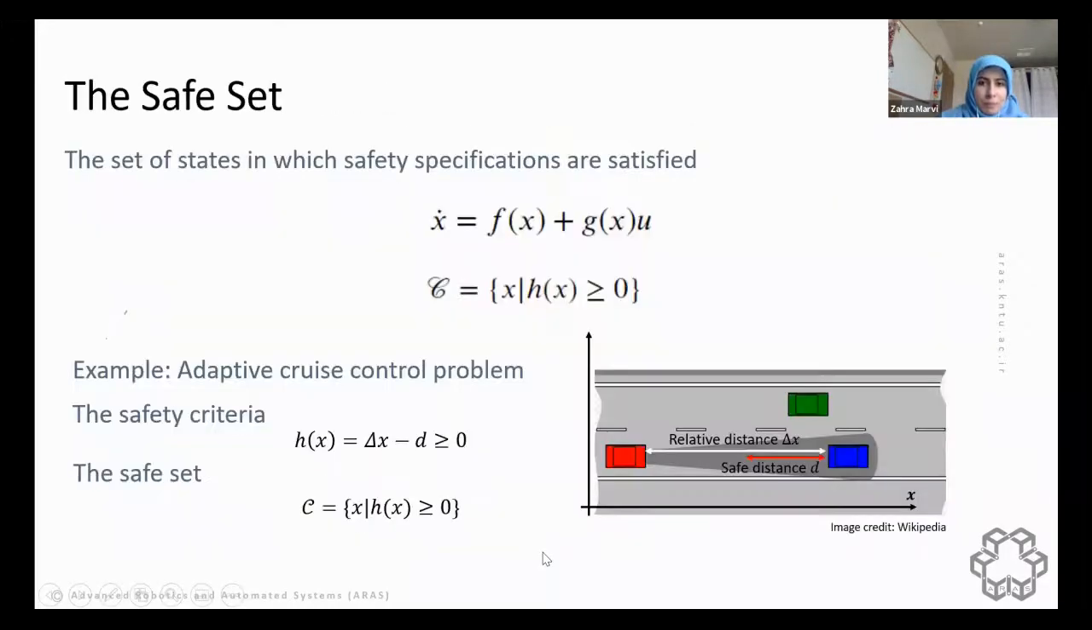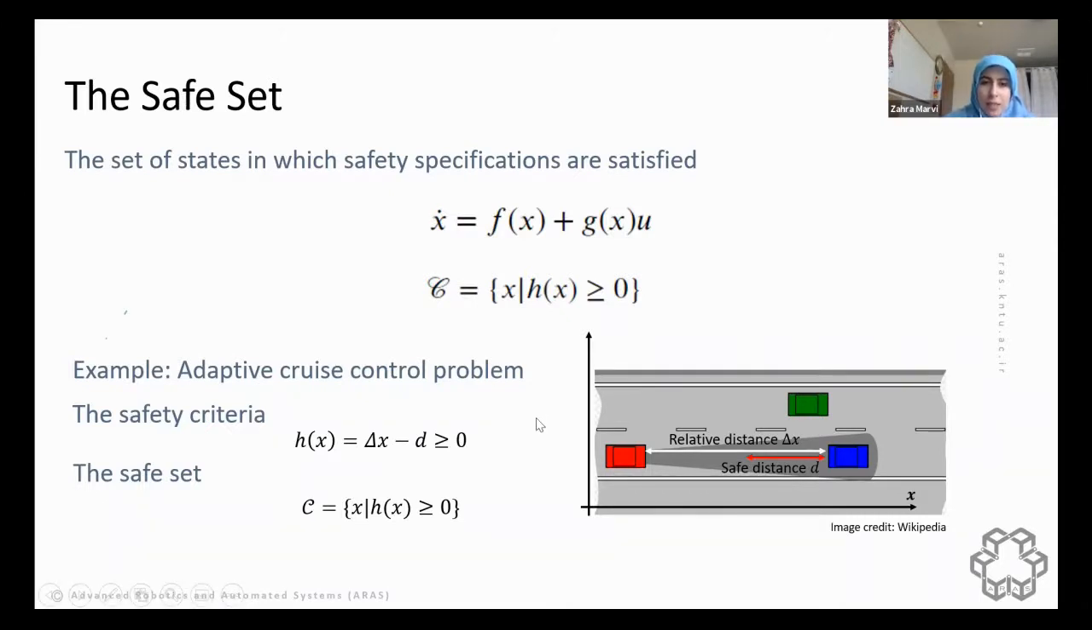So I'll go and explain what this barrier function is and what it is doing. Before doing that, when we want to have safety, we need to formalize what we have. Here we have a system dynamics, and we define the set of safe states. And I'll give an example of what this safe set is and how we can define it.